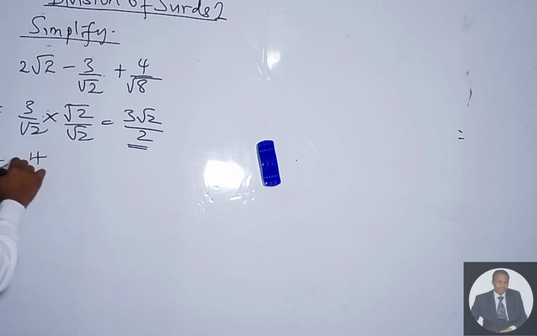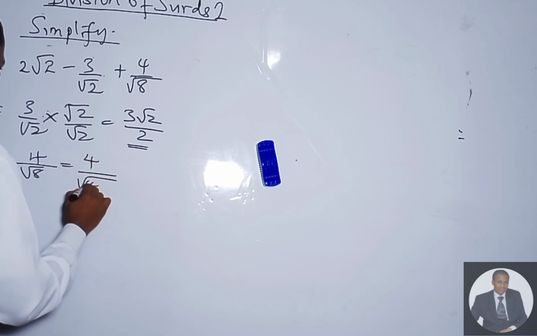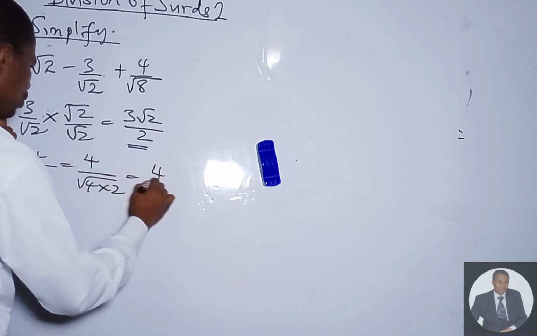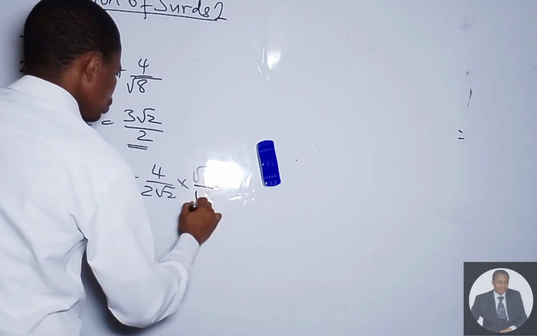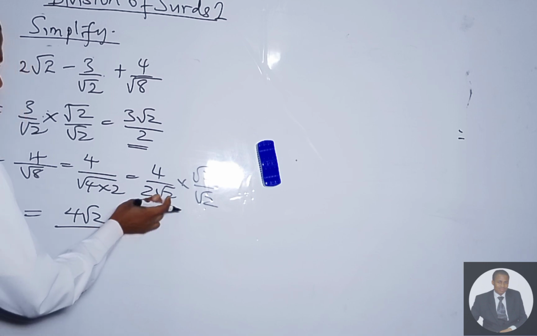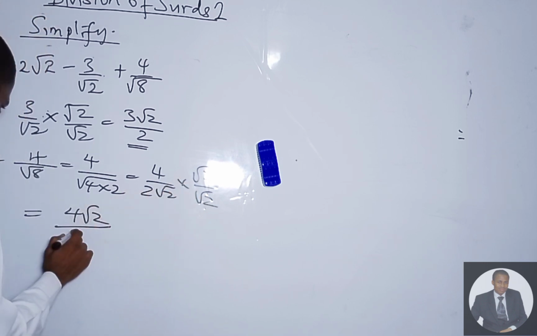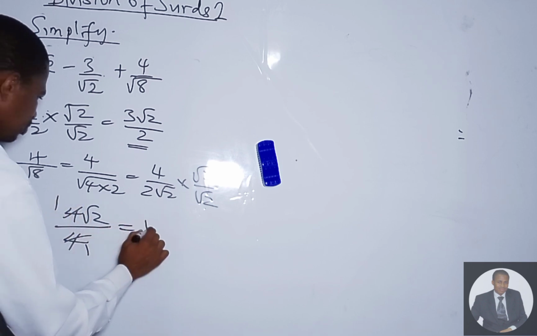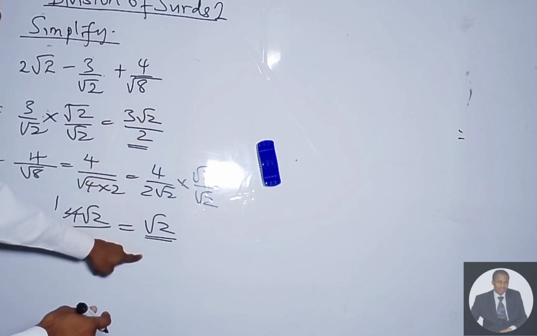While 4 over root 8 is the same thing as saying 4 all over root 4 times 2. That's 4 all over 2 root 2. So we rationalize 2 root 2. That will give us 4 root 2 all over 2 times 2. Root 2 times root 2 is 2. So 2 times 2, 4. So 4 we cut here, 4 we cut here, 1. So our answer will be root 2.